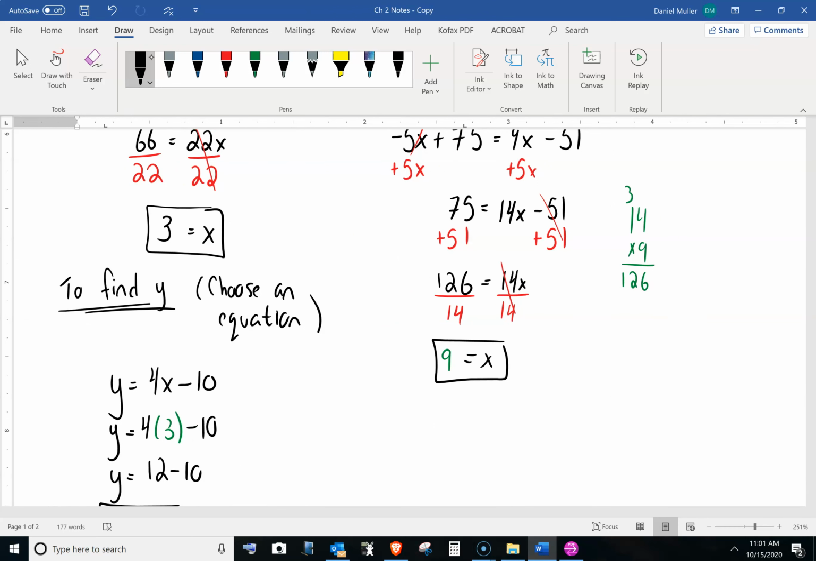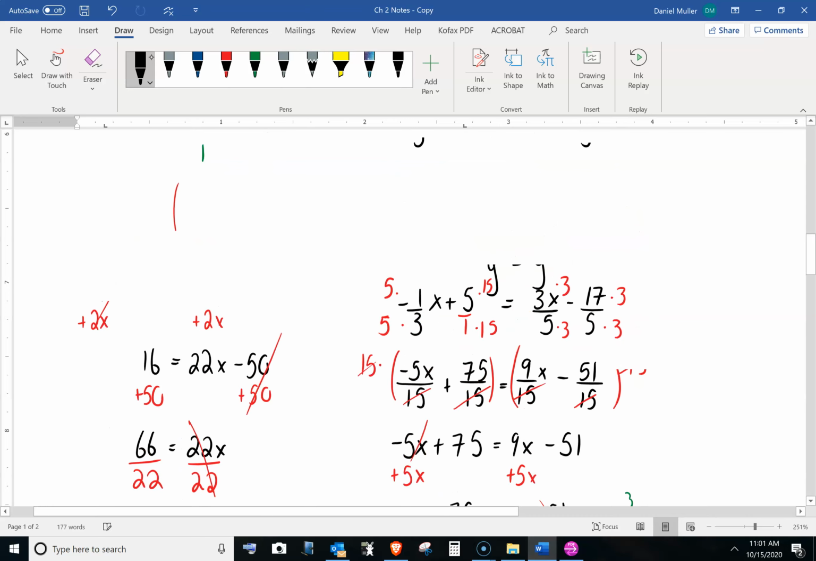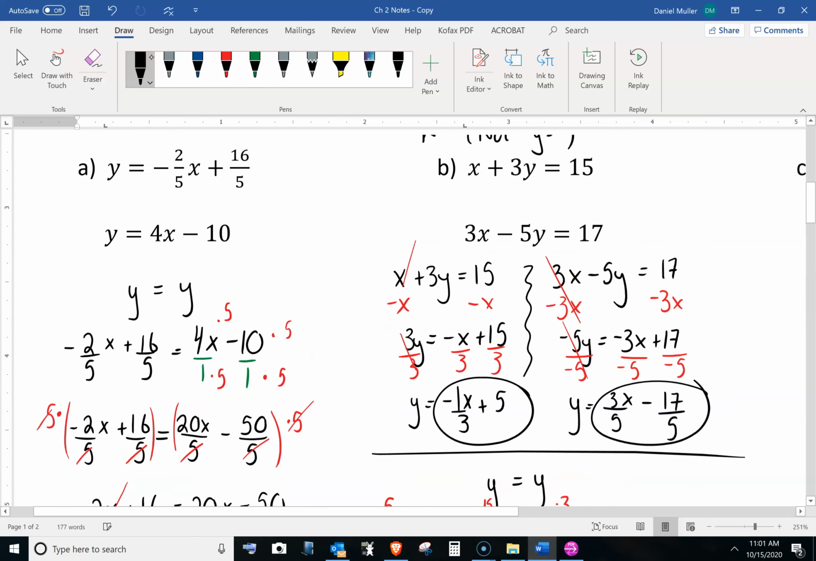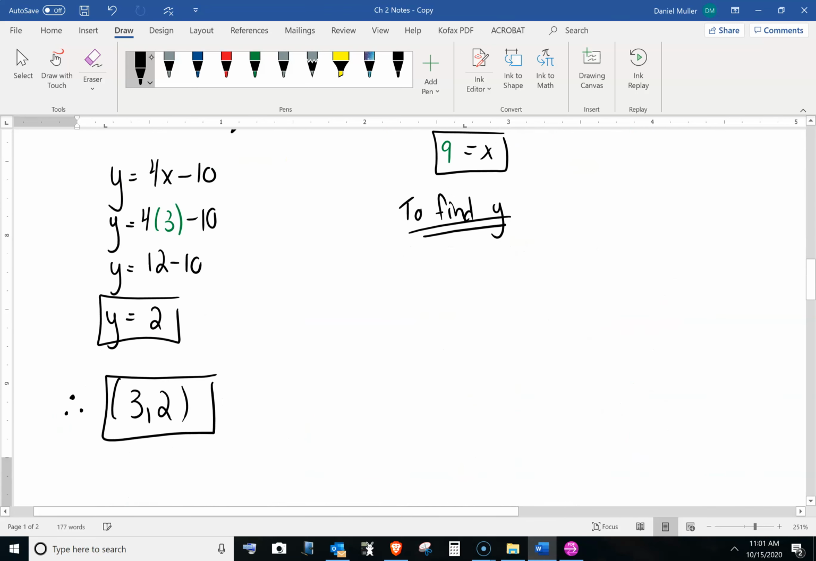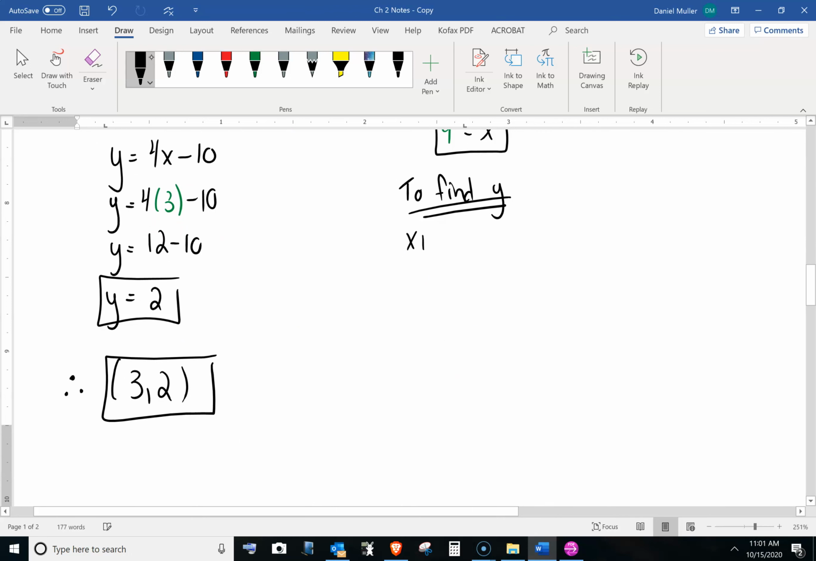So I just want to do this the same. To find y, we're going to choose an equation. I'm going to choose the easier one. Well, they're both somewhat the same. So I'll use the top one, x plus 3y equals 15. I know my x here is 9, plus 3y is equal to 15.